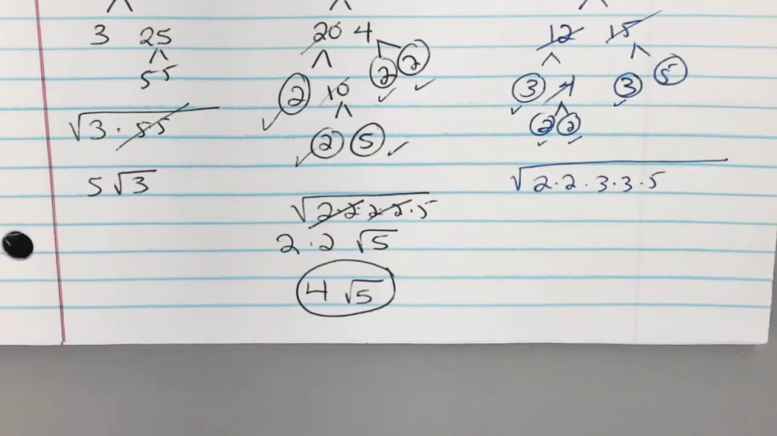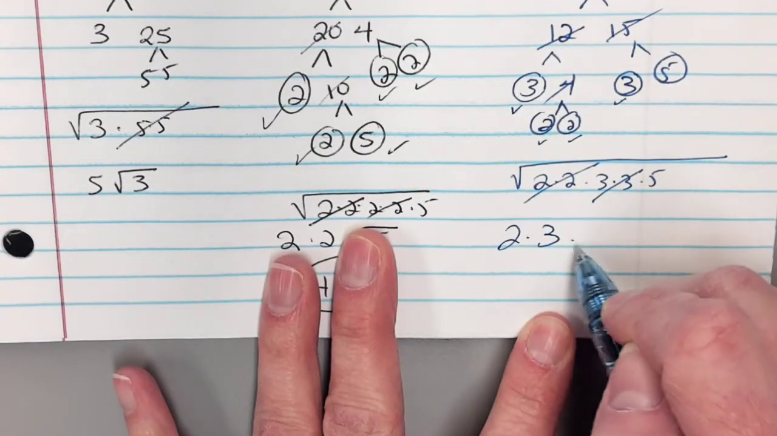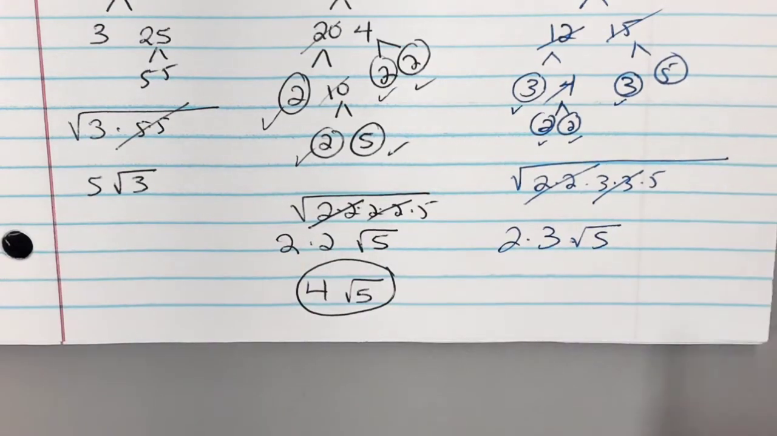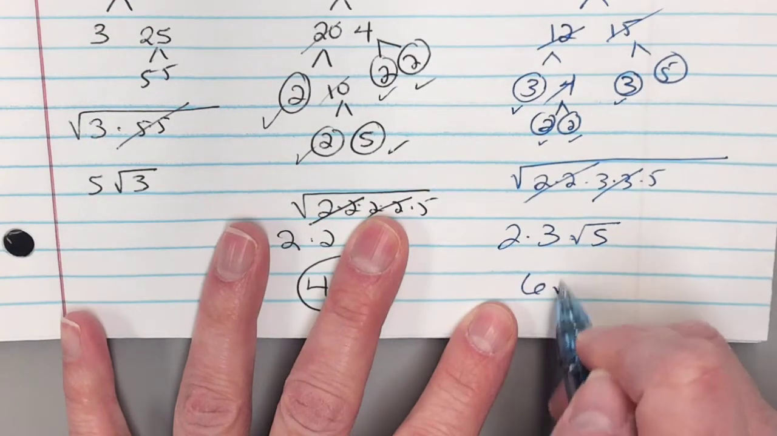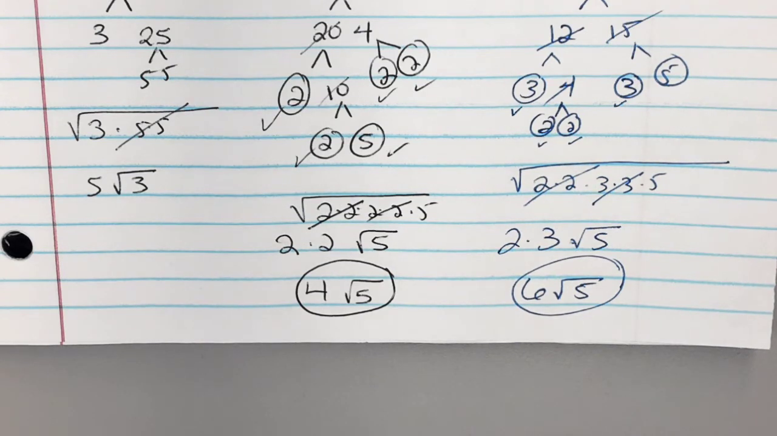So we're going to have some things come out, but some things not. Let's pull out a 2 and a 3, but the 5 stays. And so when we simplify this, this is the 6 square root 5. Questions on that?